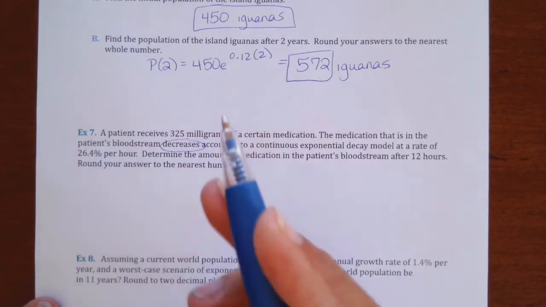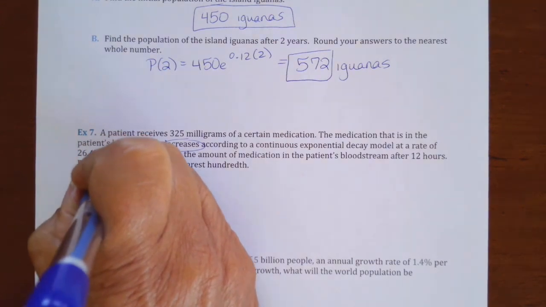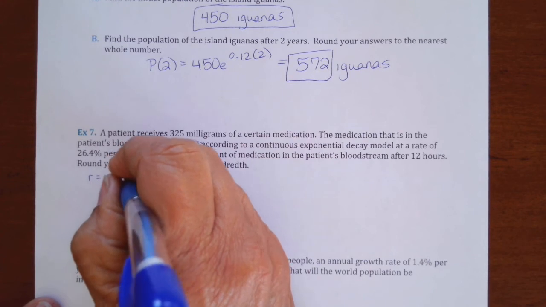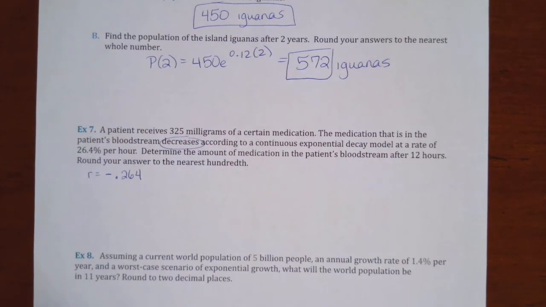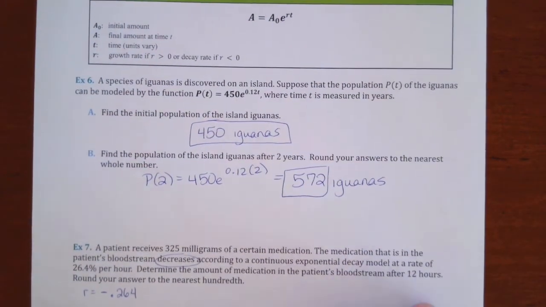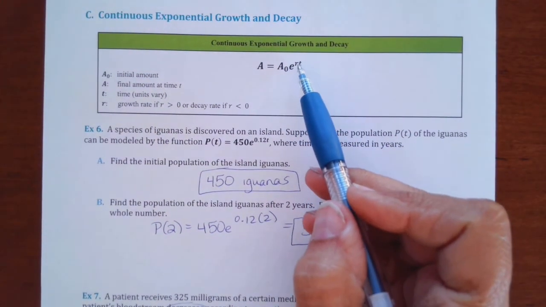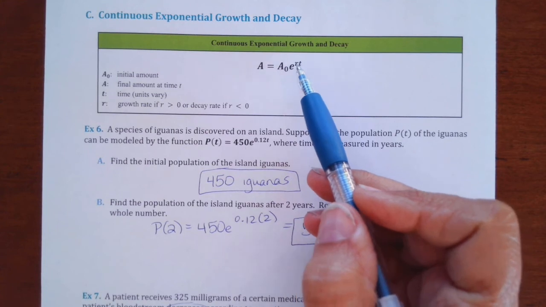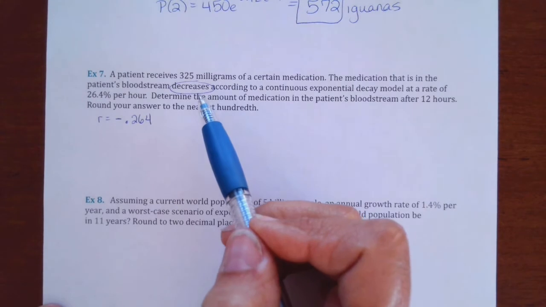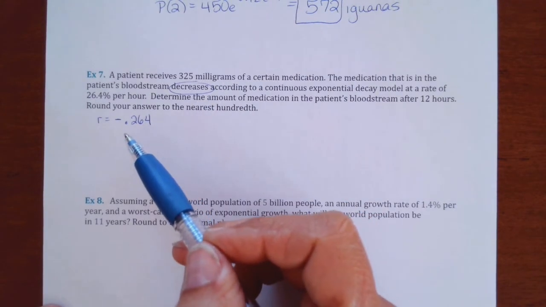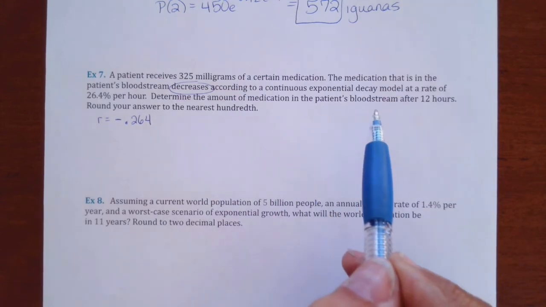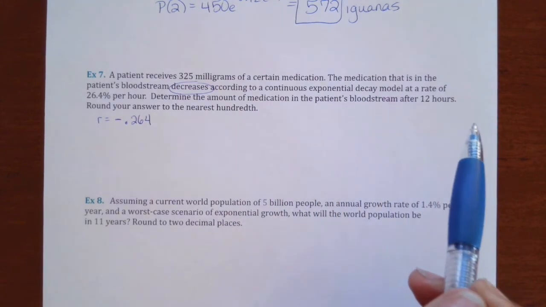Since it's decreasing, the rate is going to be negative, and then change that to a decimal, negative 0.264. Remember in this problem, if r is a positive number, that's growing, and if r is negative, then it's decaying. It tells you in the problem it's decaying, so you need to know that the rate is negative. Determine the amount of medication in the patient's bloodstream after 12 hours.